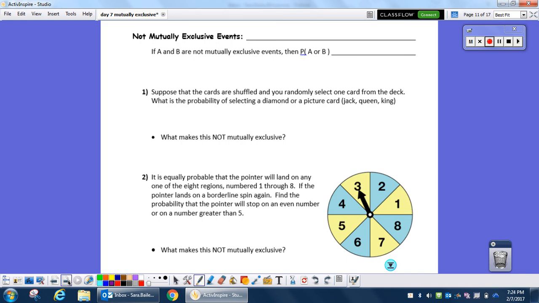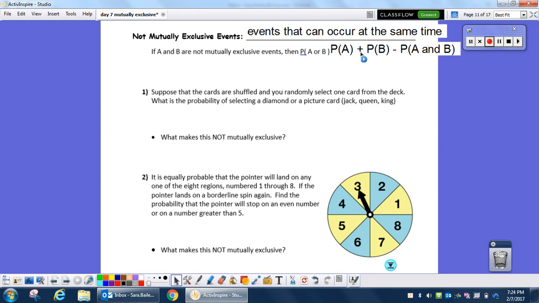Okay, so not mutually exclusive events are events that can occur at the same time. And this is going to be a little different. The formula is going to be the probability of A plus the probability of B minus your overlap, which means the probability of A and B. And we'll explain as we go through.